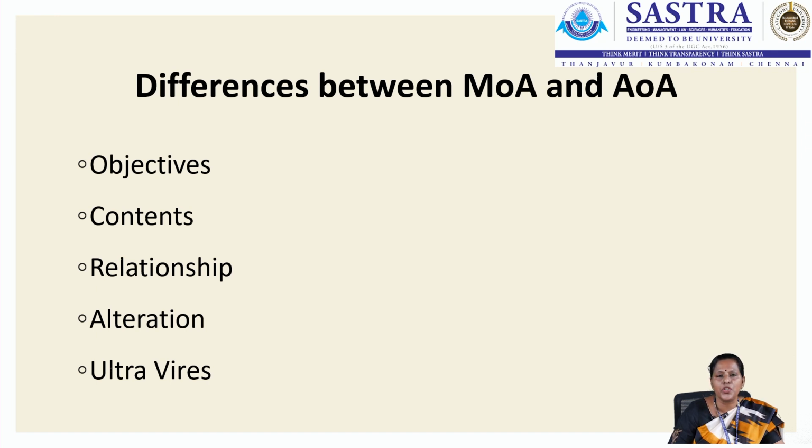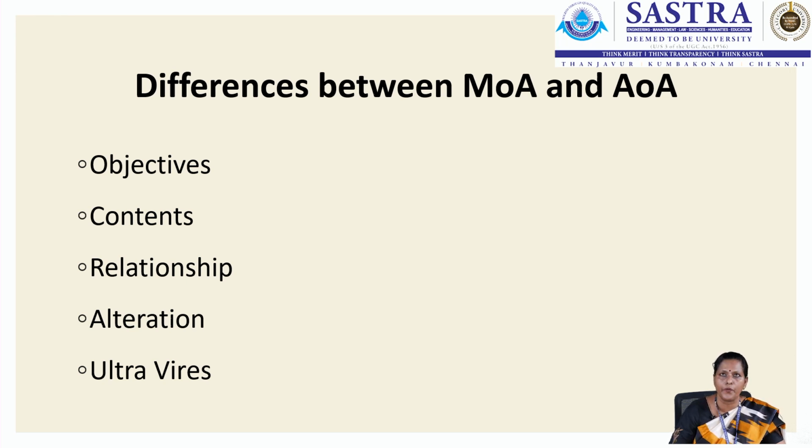If they do an activity which is ultra vires, they cannot make it intra vires by passing a special resolution in the case of the memorandum of association. It would be considered null and void. They cannot alter it later and pass a special resolution. This retrospective effect does not play a role in the case of the memorandum of association.